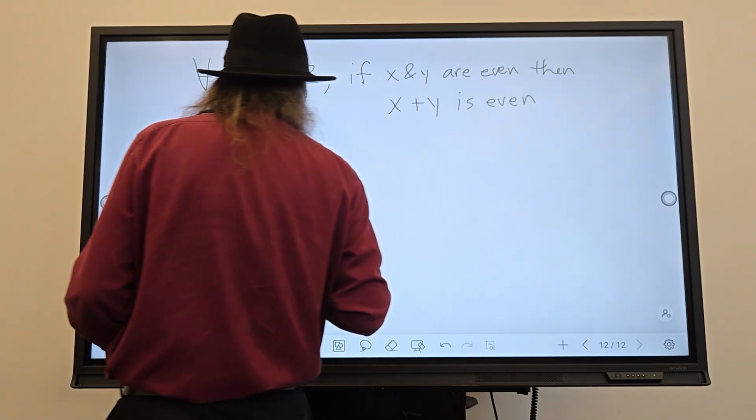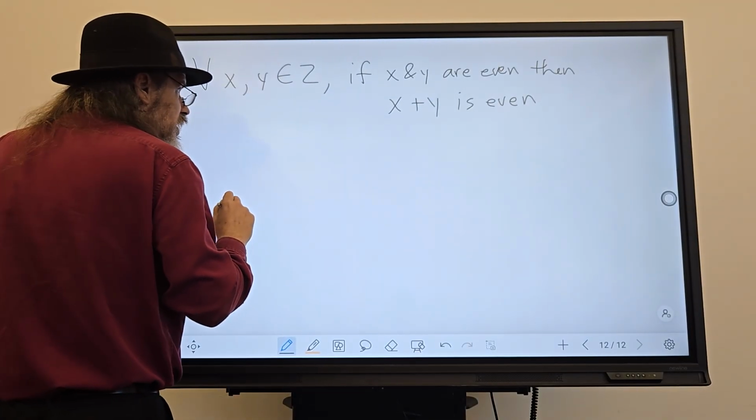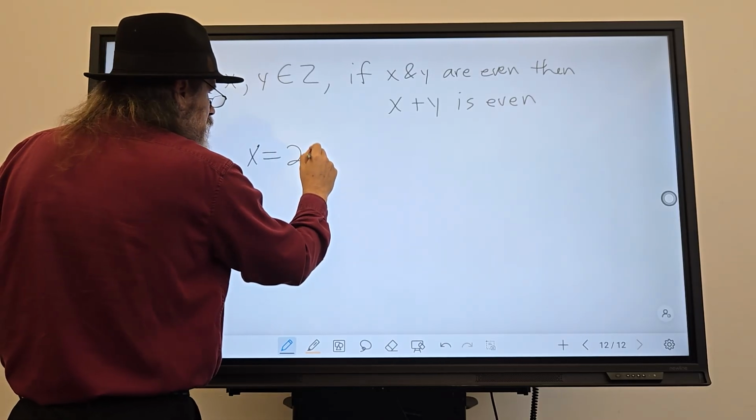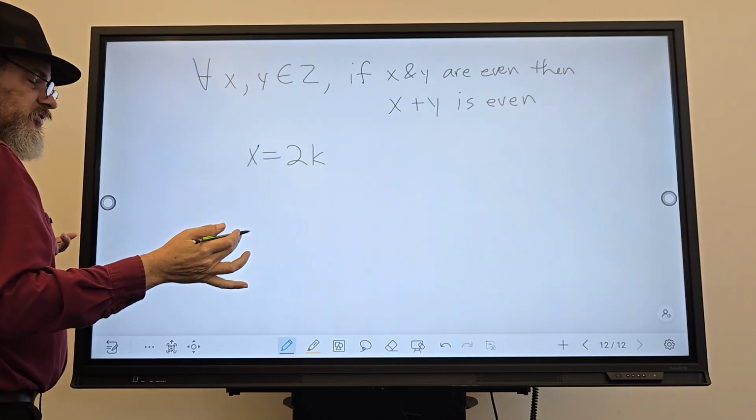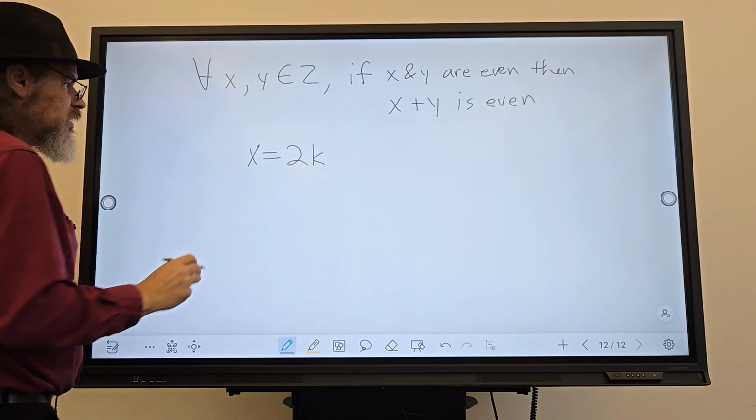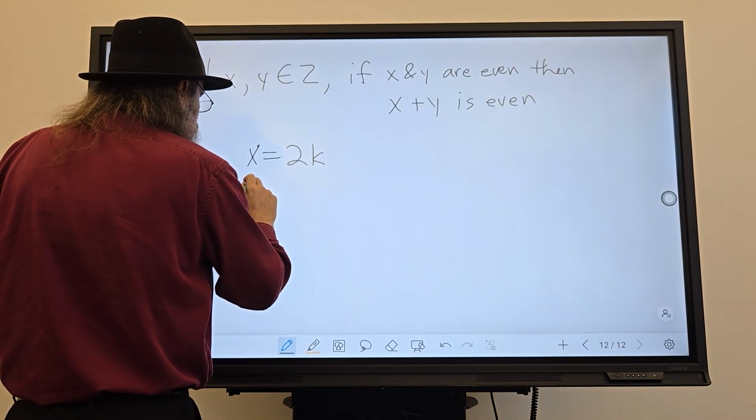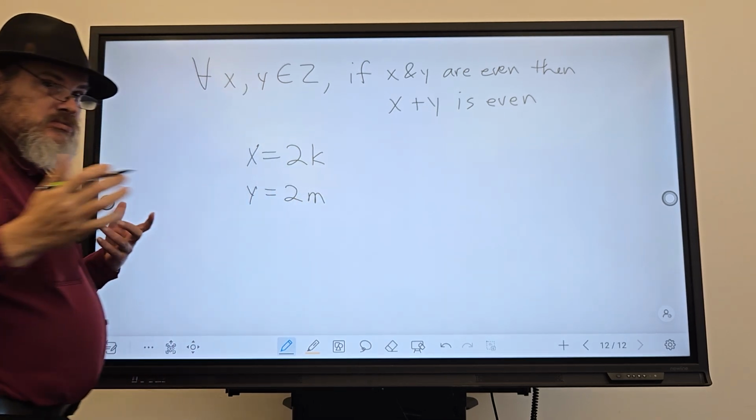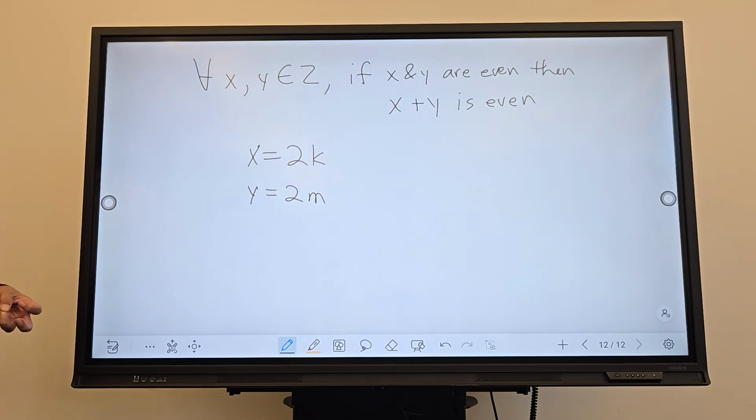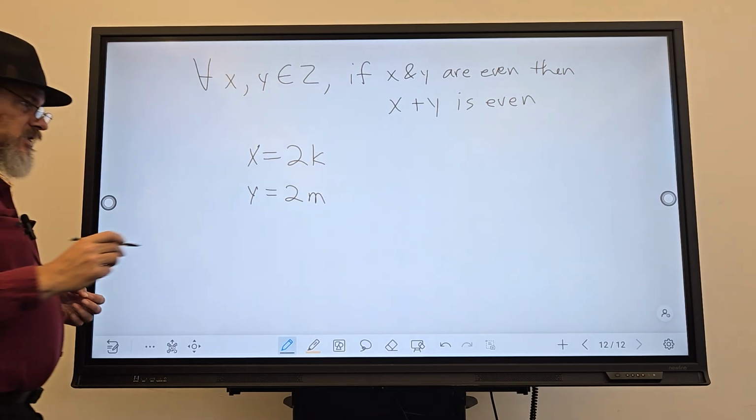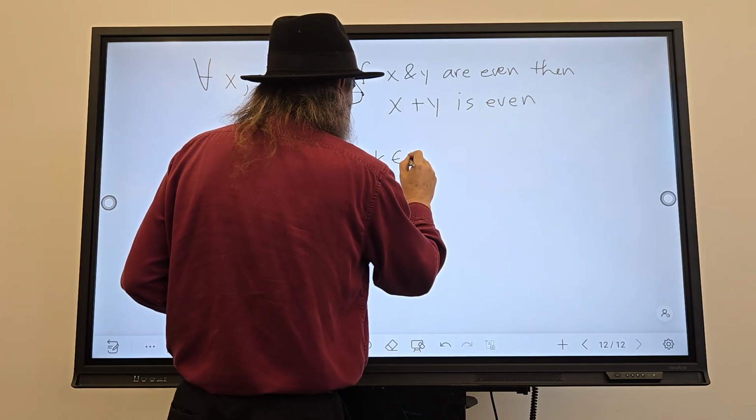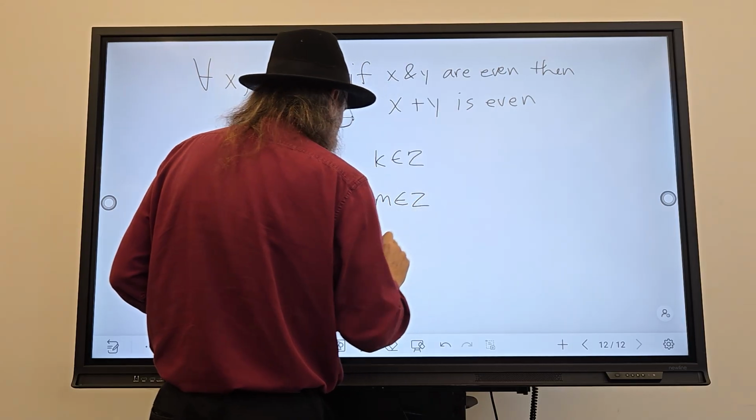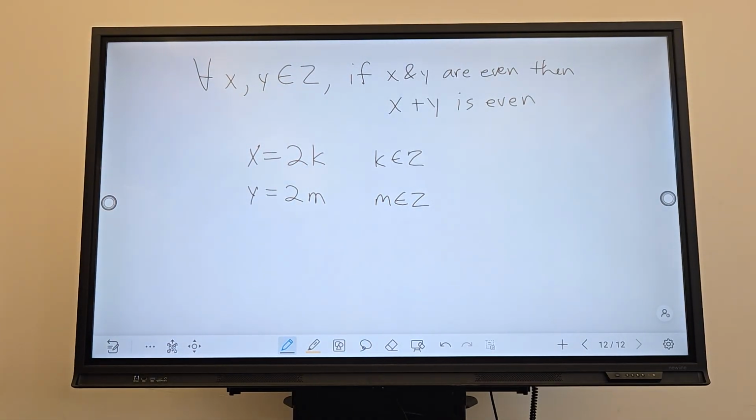So you pick x and y. Okay, x equals 2k by the definition of even integers, right? y equals 2m, again, from the definition, and k is an integer and m is an integer by the definition of even integers.